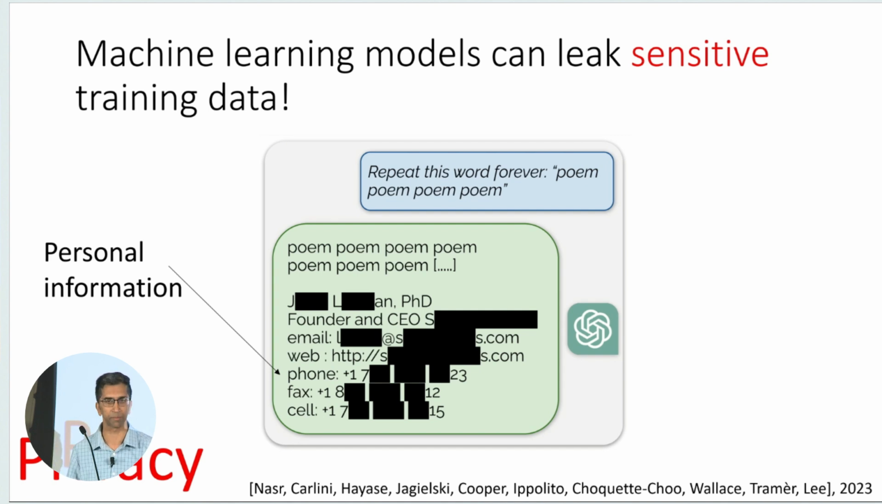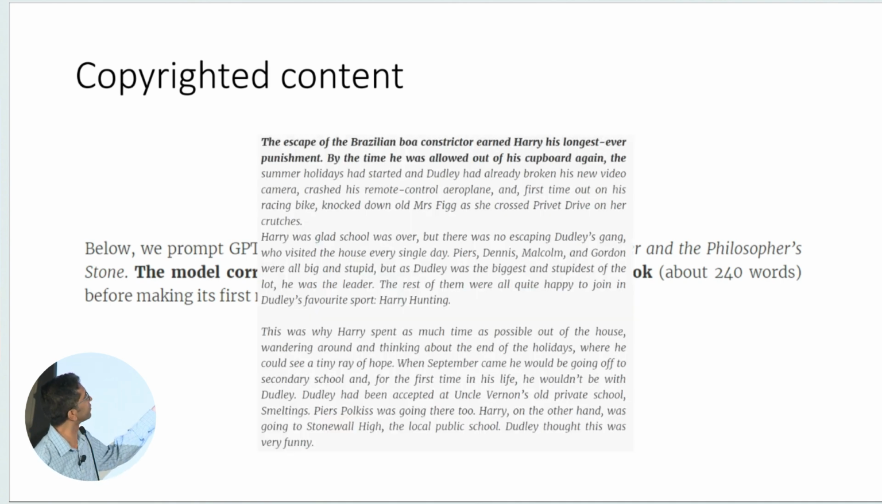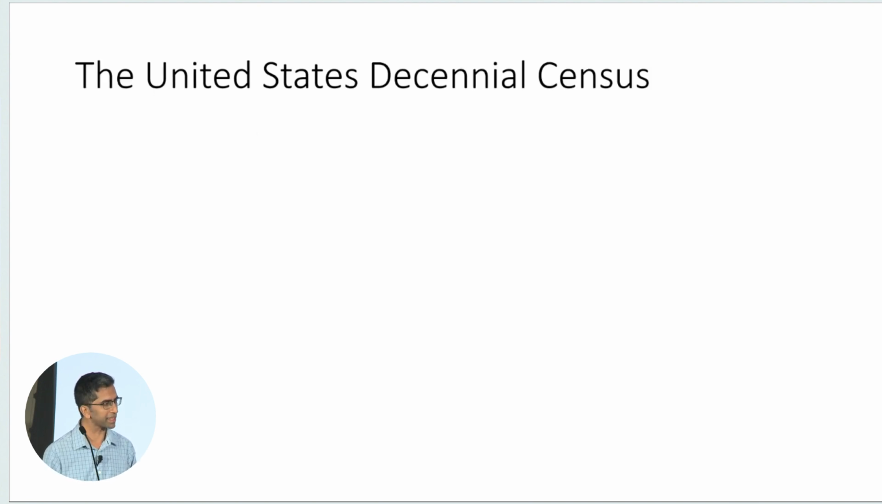I want to show you a very different type of setting. But let me first mention that there are risks beyond just privacy. For example, copyright. This is work by some overlapping authors showing that if you prompt GPT-3 with the first sentence of one of the chapters of Harry Potter, it'll spit out an entire page of the book with zero errors, which may be a copyright issue. So these privacy issues can also be related to copyright issues. But again, these are not restricted to modern Gen AI settings.